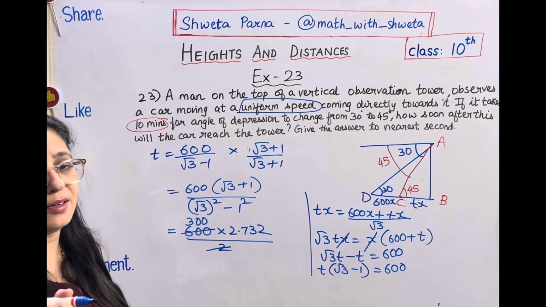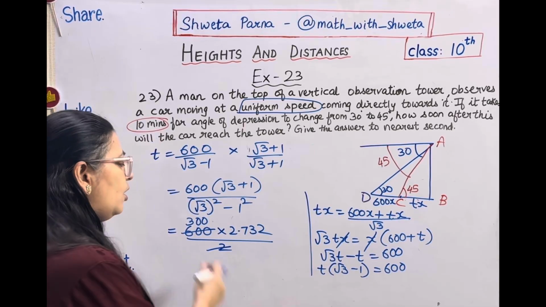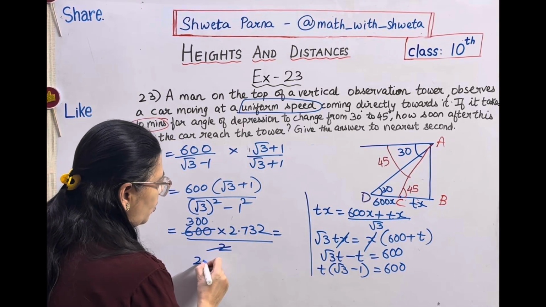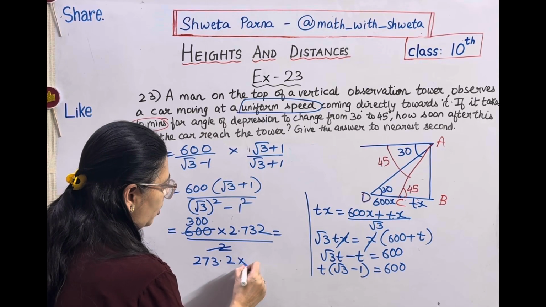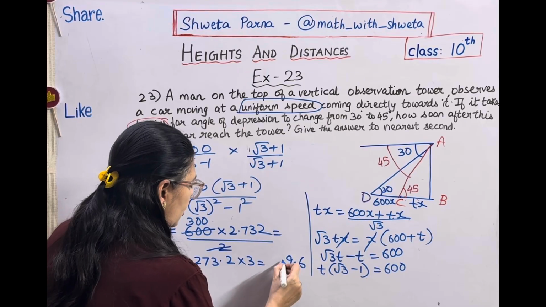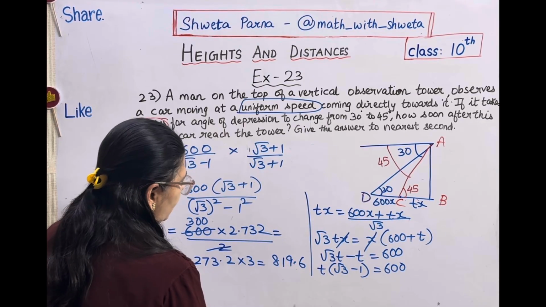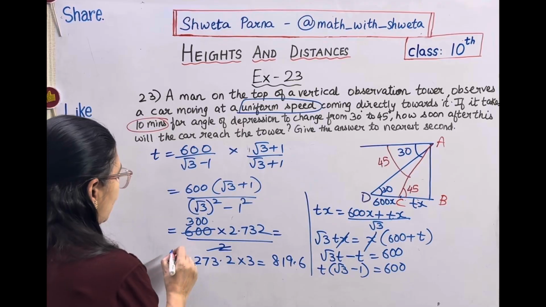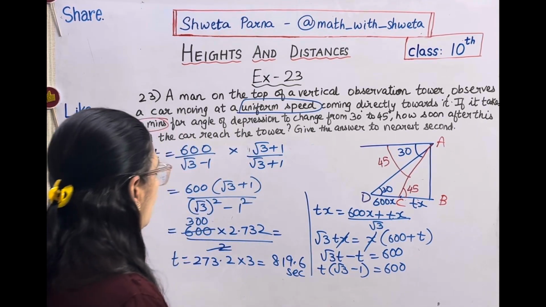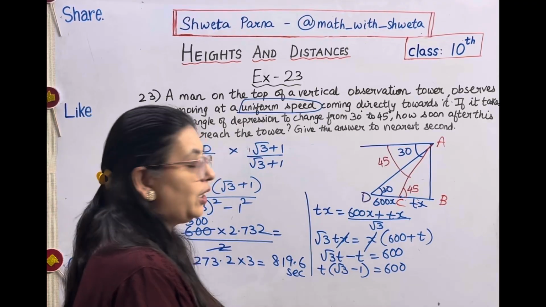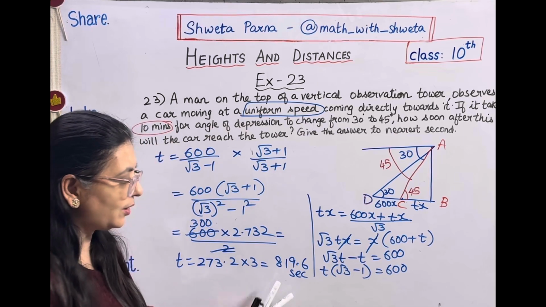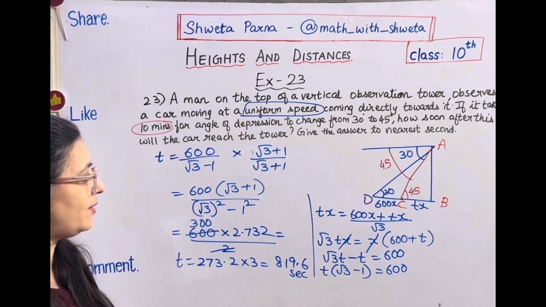Multiplication is easier than division. When you solve this, you will shift 2 decimal places, 273.2 into 3. So, this becomes your time which has been taken. This is in seconds. 273.2 into 3. Okay, wait. So, we got the answer as 819.6 seconds.